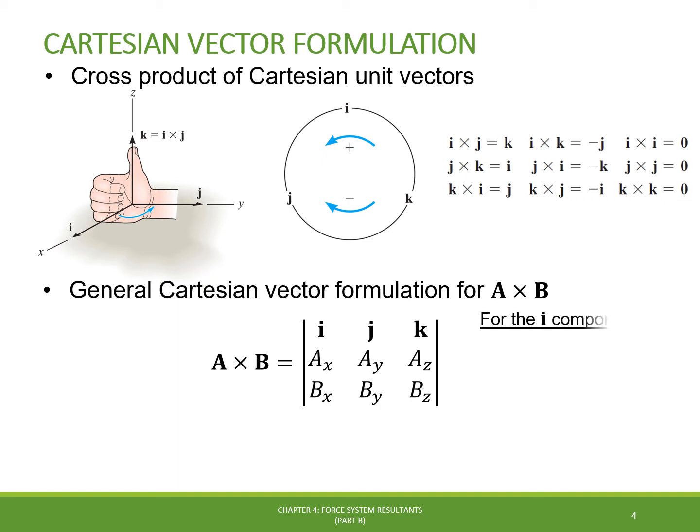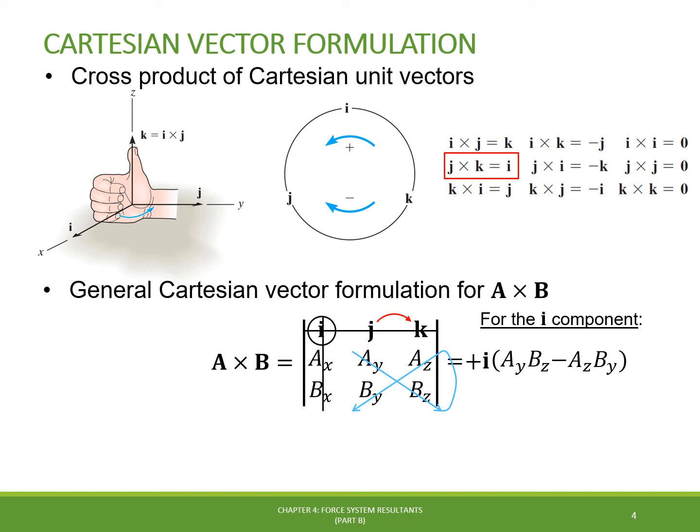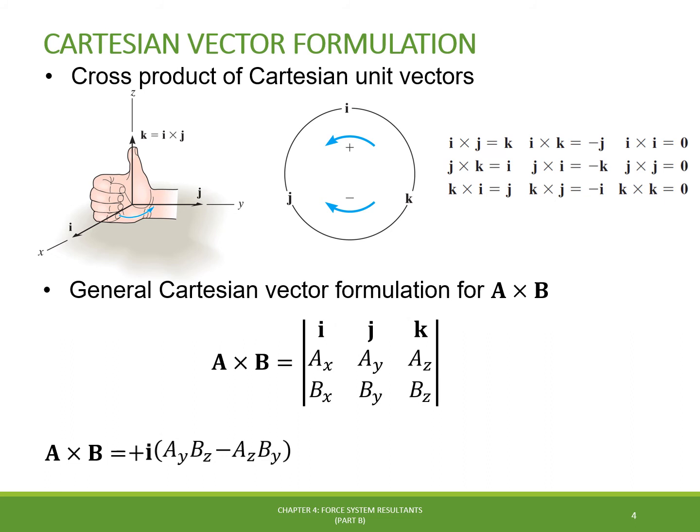For example, for the i component, we first reduce the 3 by 3 determinant to a 2 by 2 determinant by striking through the row and column of the i element. Next, we have to take the product j cross k, which according to our table results in positive i. Then we have to multiply the two elements of the main diagonal of the reduced 2 by 2 determinant, subtract from it the product of the elements of the secondary diagonal, and take this result as the Cartesian component of the cross product in the i direction.